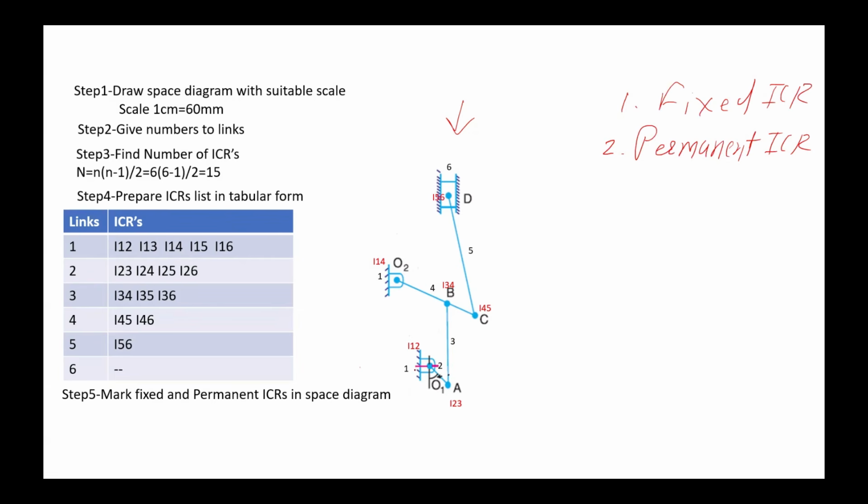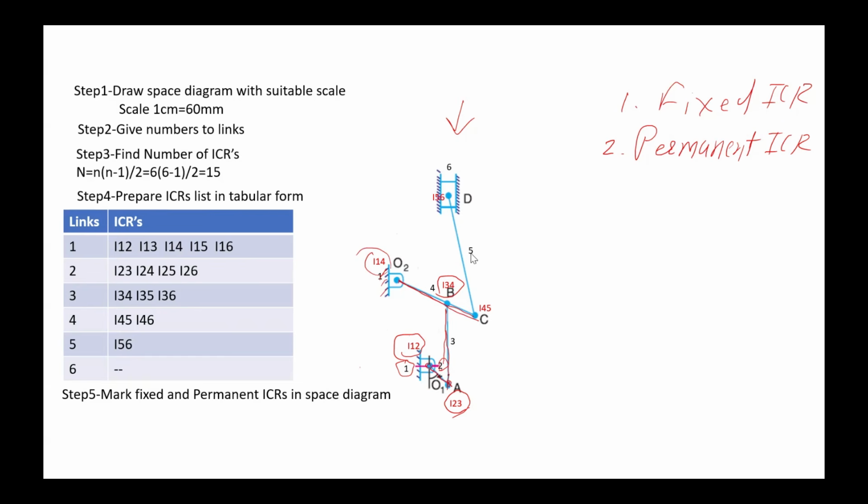See here. Between link 1 and link 2, at this pin joint, we are having ICR 1, 2. Between link 2, this link O1A, and AB link, here we are having ICR 2, 3. Between link 3, meaning AB, and O2C link, here at the B we are having ICR 3, 4. Between link 1, this is the fixed link, and O2C link, that is link 4, we are having ICR 1, 4.